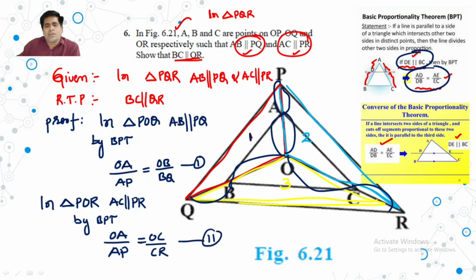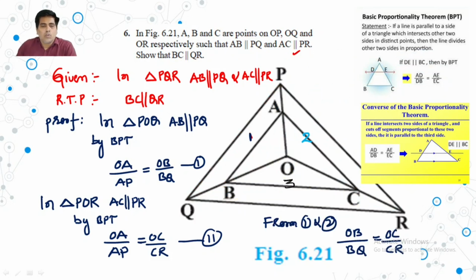If you clearly observe the first and second equations, it is like this: A is equal to B as well as A is equal to C. So clearly I can write that B is equal to C. Here also, the same thing from 1 and 2. From equations 1 and 2, what we have deduced is that OB by BQ is equal to OC by CR. I wrote it here.